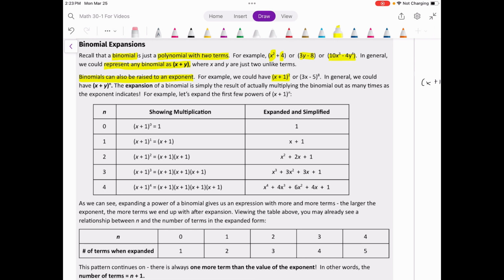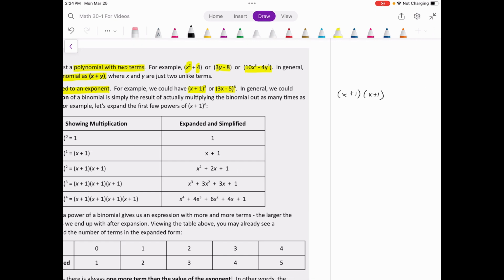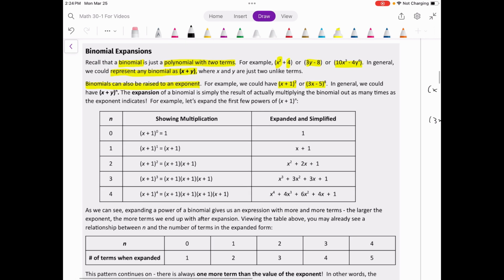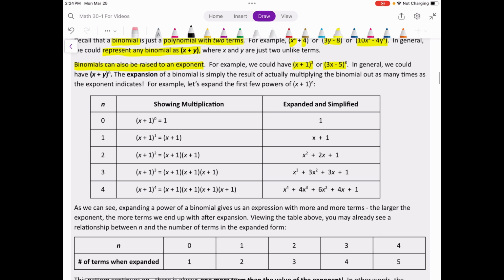Or, of course, we could go much higher. We could have 3x minus 5 to the power of 8. That would involve 3x minus 5 times 3x minus 5 times 3x minus 5, 8 times. You can imagine that would not be very fun to multiply all the way out. I mean, it might be fun, but it would take a while.